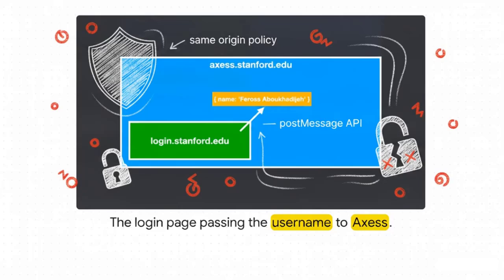Once the user logs in, the green login window successfully authenticates them. It then uses that post message API to pass a data object, like the username Pharos, back up to the blue parent window. But here is where it gets incredibly tricky. Doing this without strict validation is just a complete disaster waiting to happen.